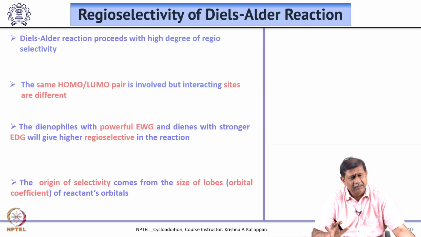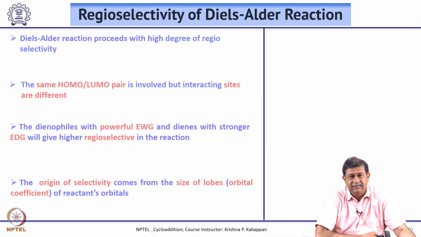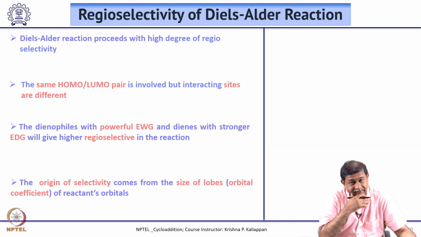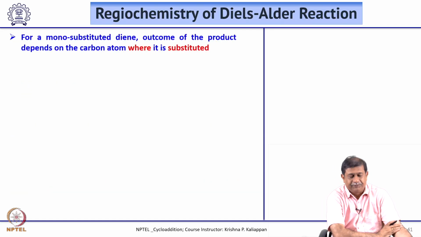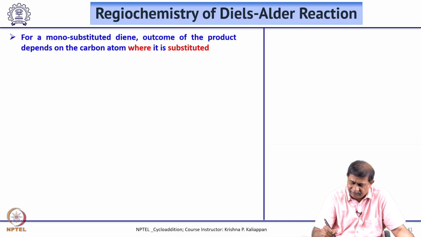Okay. So the origin of this regioselectivity is based on the electron density of the terminal carbon atoms of the diene and also the size of the lobes. Theoretical calculation says the size of lobes, or in other words the orbital coefficient of reactant orbitals, is responsible for the regiochemical outcome of 4+2 cycloaddition reaction. So when you have a diene, what are the possibilities? See, for example, this is the diene.